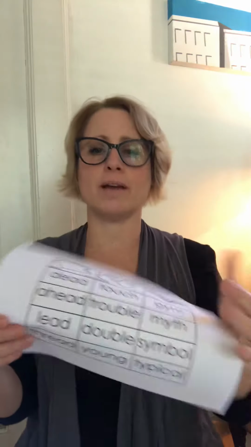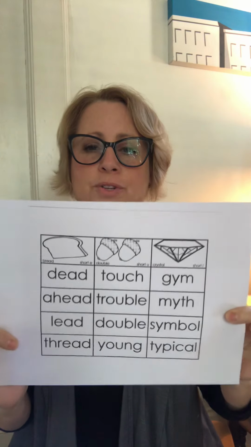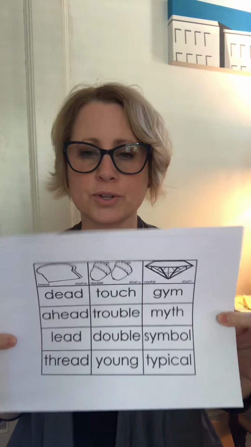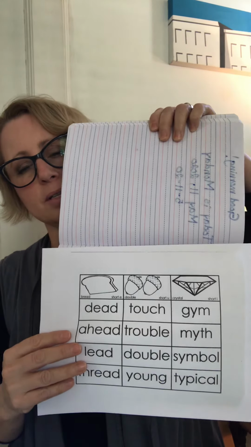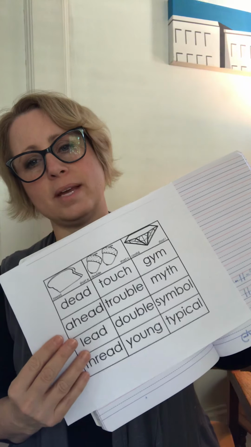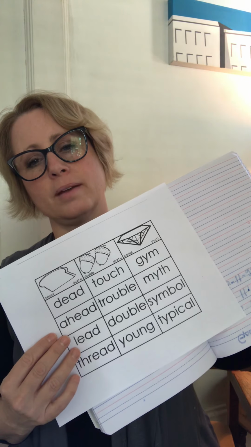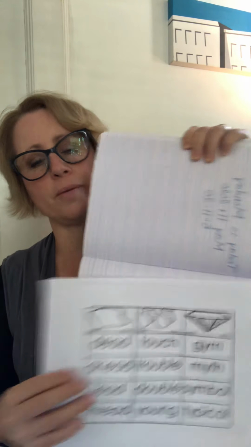All right, for spelling, this is your word sort. So find your word sort page. Cut out your categories. Turn it sideways in your journal because it's going to be a tight squeeze. I mean, you might be able to get it in that way, but it'll be easier if you turn it this way.